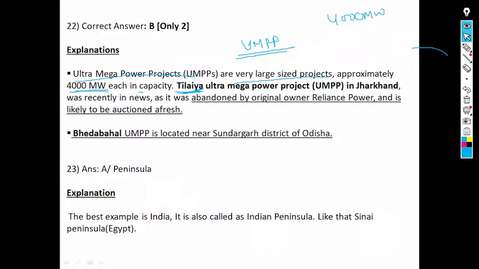Same thing, this was recently in the news as it was abandoned by the original owner, Reliance Power, and is likely to be auctioned fresh.